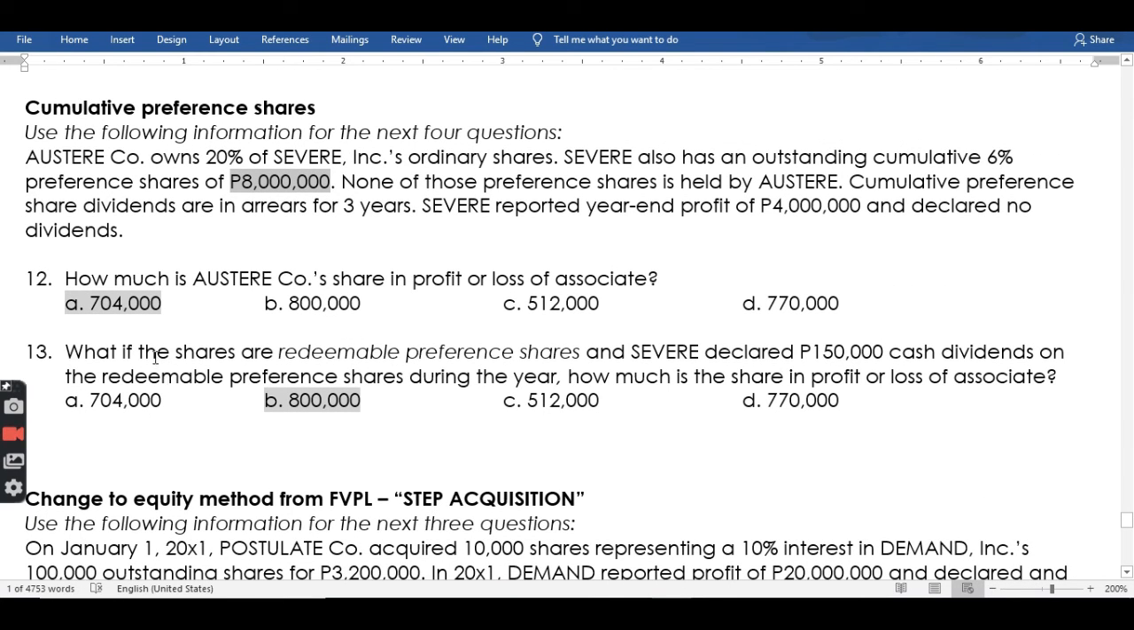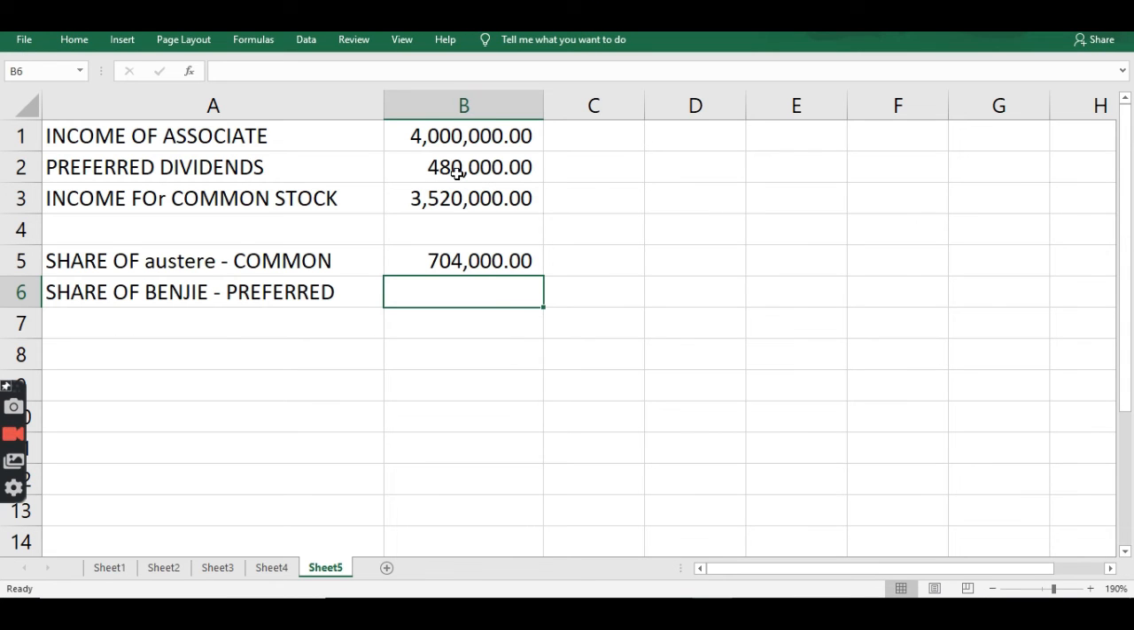Next question. What if the shares are redeemable preference shares and Sevier declared 150 cash dividends on the redeemable preference shares during the year? How much is the share in the profit or loss of the associate? Okay? So ano ngayon ang mangyayari dyan? So ang mangyayari, instead na preferred dividends, tatanggalin na natin to.